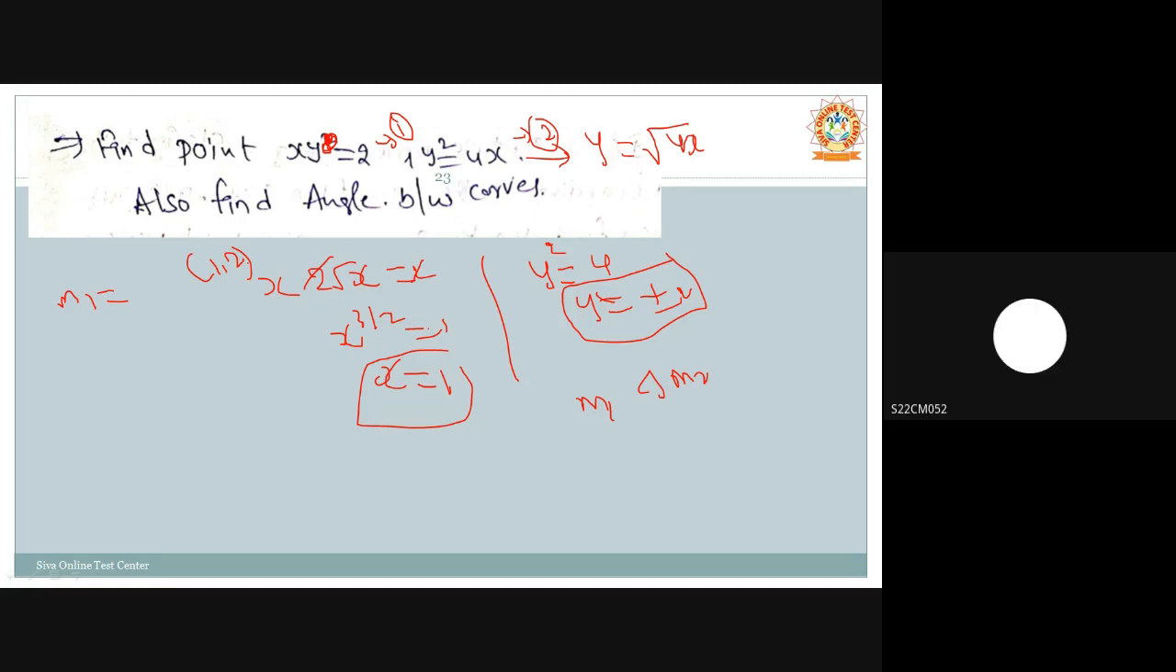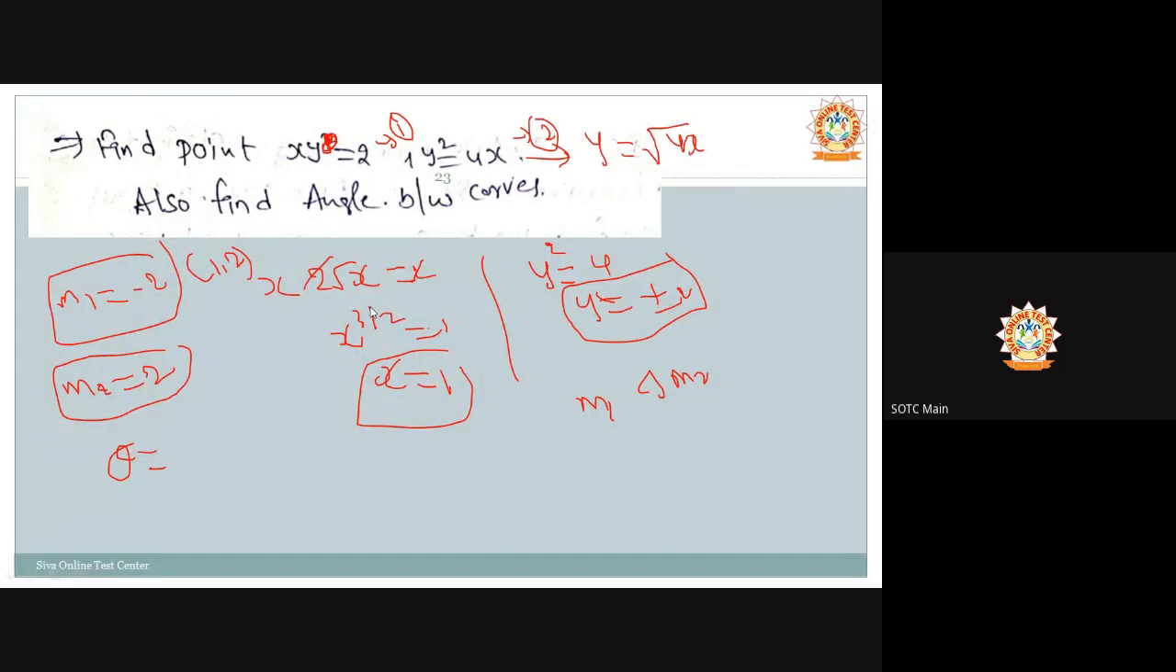Minus 2, sir, first. For the first one. Yes, m1 is minus 2. And m2, tell me m2. 1, sir. 1? No, m2 is equal to 2. Now tell me what theta will become?